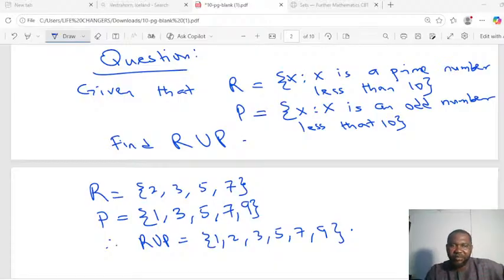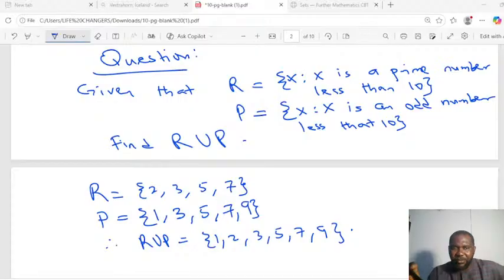So just to repeat myself again, prime numbers means number that can only divide itself. It cannot divide any other number. 2 is a prime number. 3 is a prime number. 5 is a prime number. 7 is a prime number. 9 is not a prime number because 9 can divide 3.